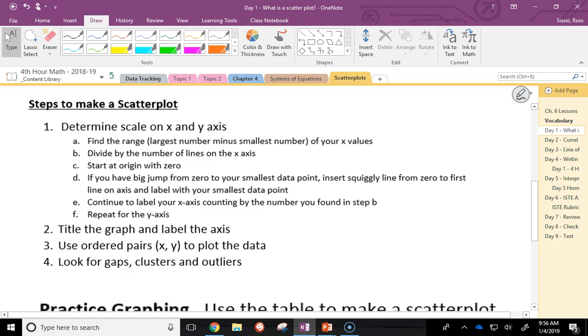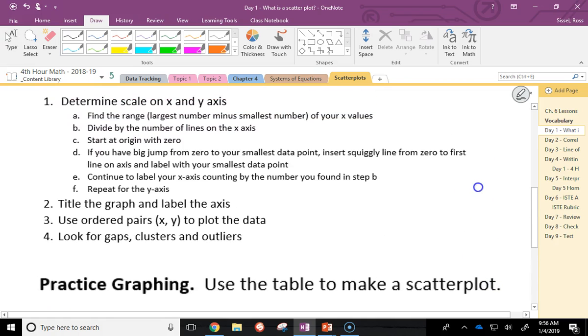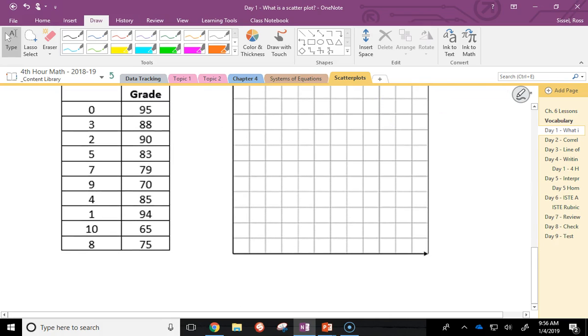So, step 1, determining the scale. Yesterday we said, here's our data. It's in a table. Our 2 sets of data that we are comparing are absences and our final grade. Our absences are going to be our x coordinate, and our final grade is our y coordinate. When you read your steps, it says, determine the scale. Remember, scale is telling us about how much we're skipping on each line. So, to find the range, we're going to look at our x. This is our x-axis. So I'm going to do that one first.